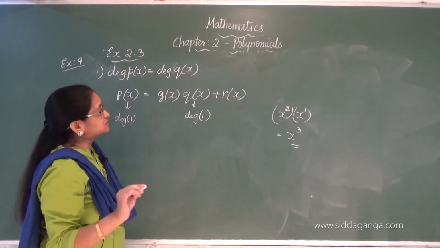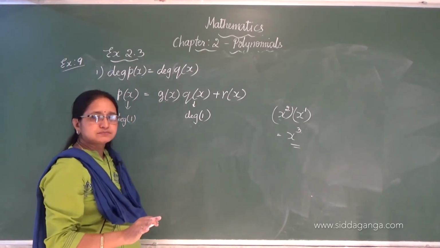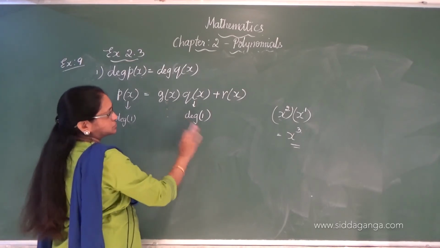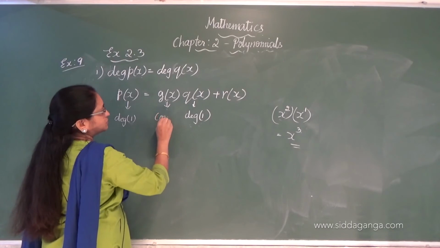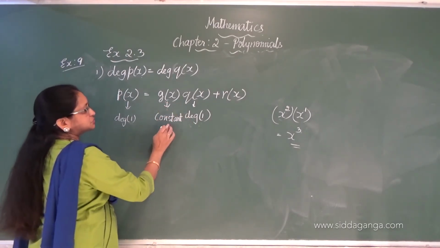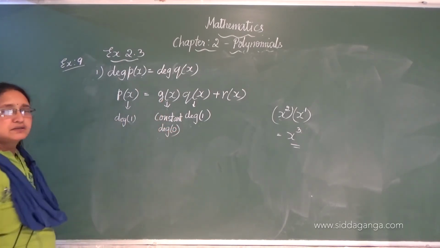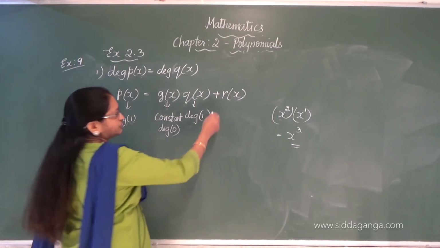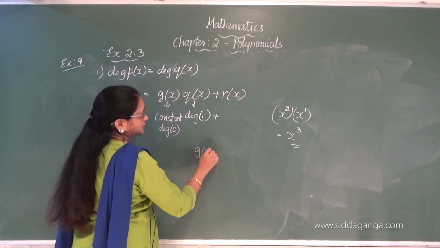But what is the condition? The degree of p(x) should be 1 only. So definitely we can't take this as degree 2 also. Then what else we have to take? Then it is a constant only. It should be a constant term, meaning the degree should be 0. Then only we can get degree 1 here.